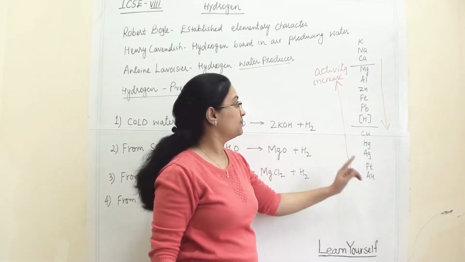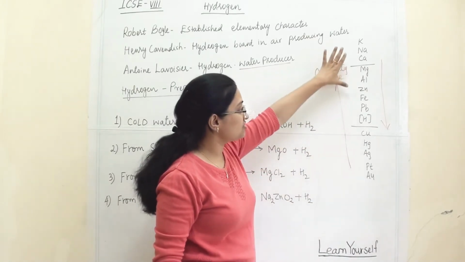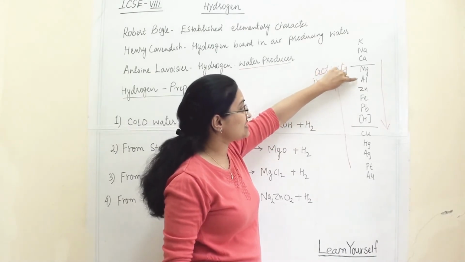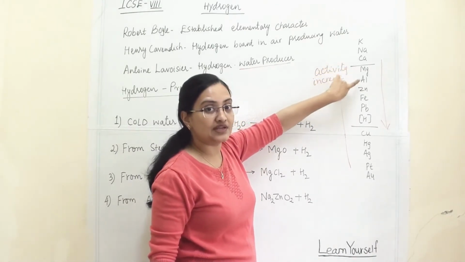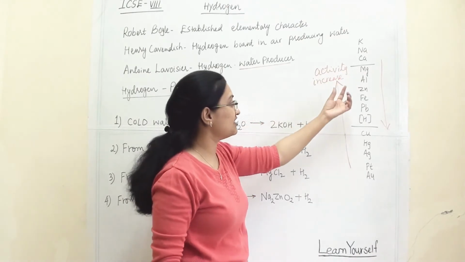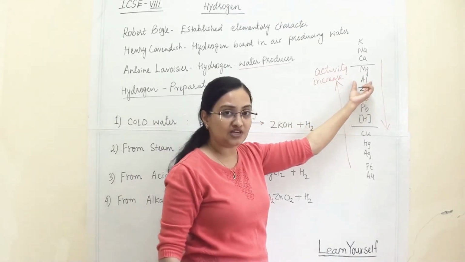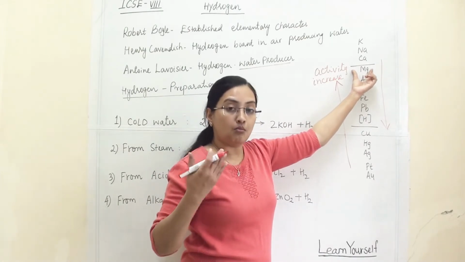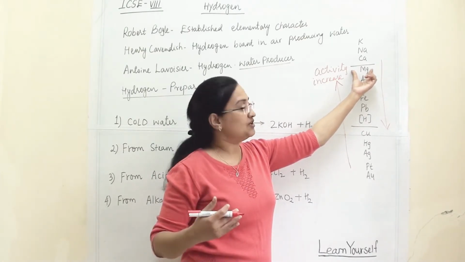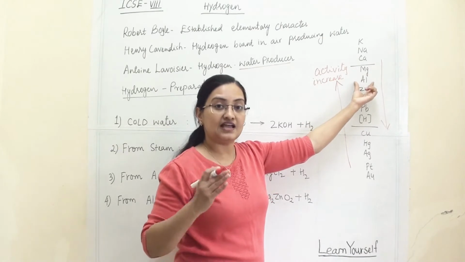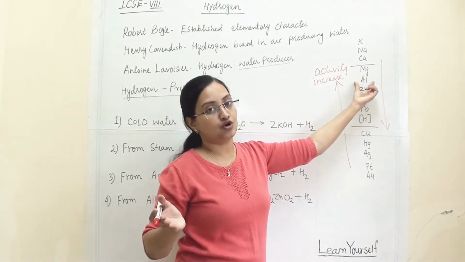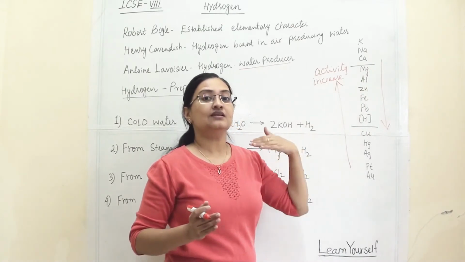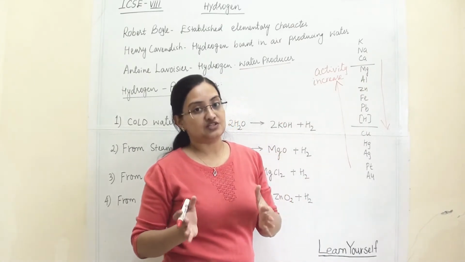Now, one important feature of this activity series is that a metal placed above another metal can replace the one below. That means if aluminium is in the reaction, then magnesium, being more reactive than aluminium, can replace aluminium and take its place. This we will discuss more in 9th standard with displacement reactions.